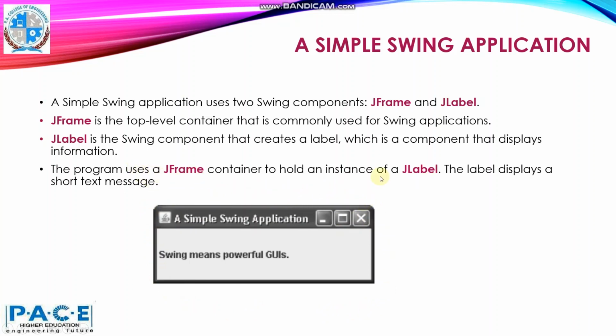This JFrame container will hold the instance of JLabel. Here is the label, on which we will display certain text: "Swing means powerful GUIs." The title we give to the JFrame window is "A Simple Swing Application." Now we'll see the code of it, how to do it.